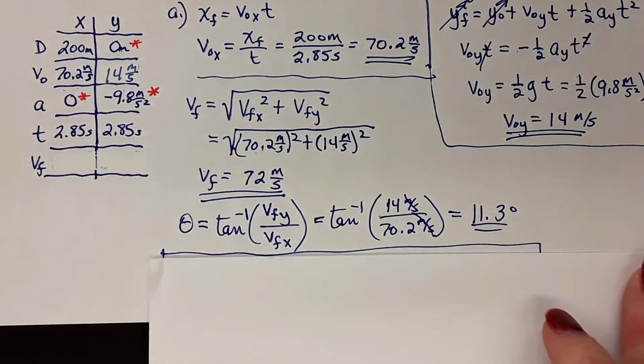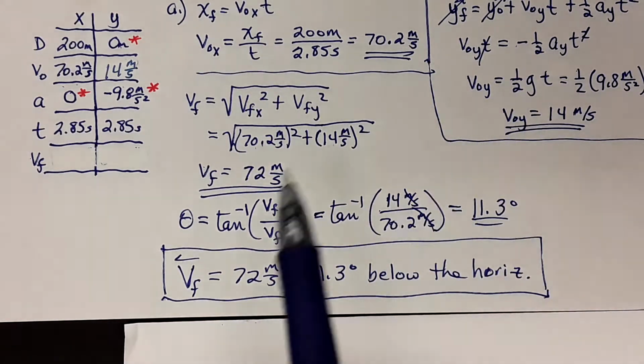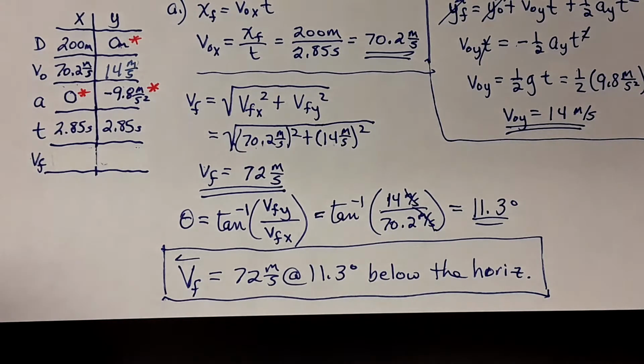Now, for the answer to part A, the final velocity, and boy, we did a bunch of work to get there, but we did it: 72 meters per second at 11.3 degrees below the horizontal. And don't complain. I had problems when I was in freshman college physics, algebra and trig-based physics like this. They were 2 or 3 pages long. So don't complain because none of mine are going to be like that. All right? There is the final velocity then.